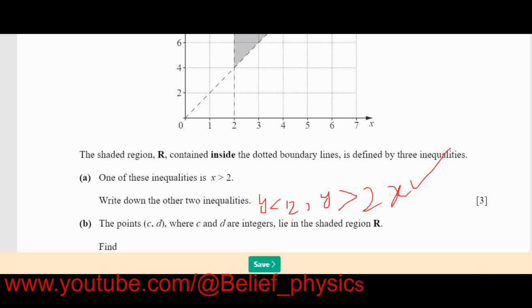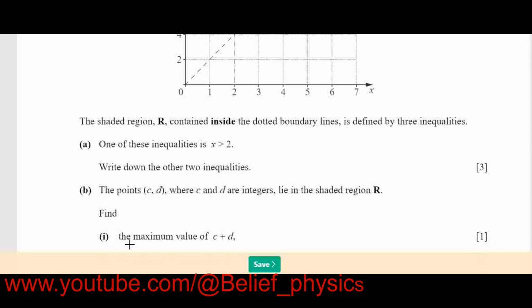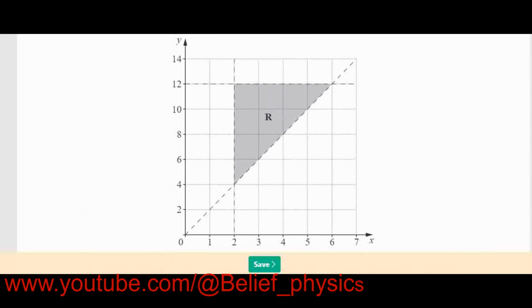Okay, so we have to find the maximum value of c plus d. Let's solve it. Now, d has the maximum, what about d, the y coordinate? Y can have maximum values from here. But these points can be on these lines only.